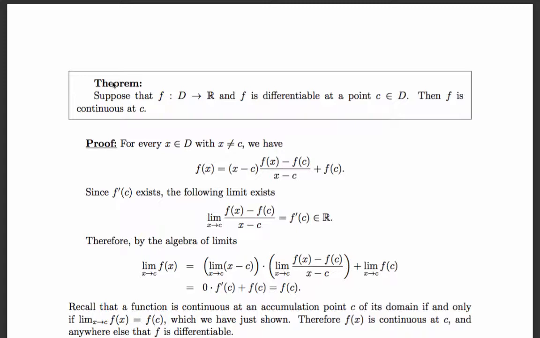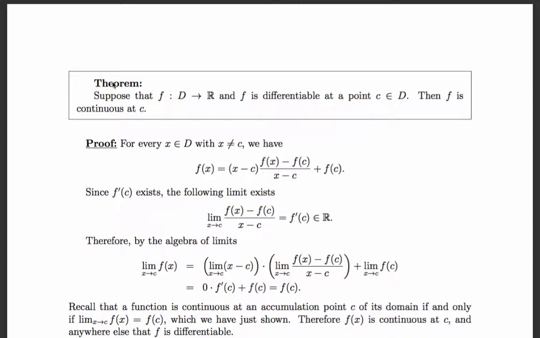Just so that we're on the same page, differentiability at a point implies continuity. But the converse is not true. Continuity does not imply differentiability. In fact, from the very last lecture, we know that the absolute value function is not differentiable at 0, but it is continuous at 0. So let's prove the statement.